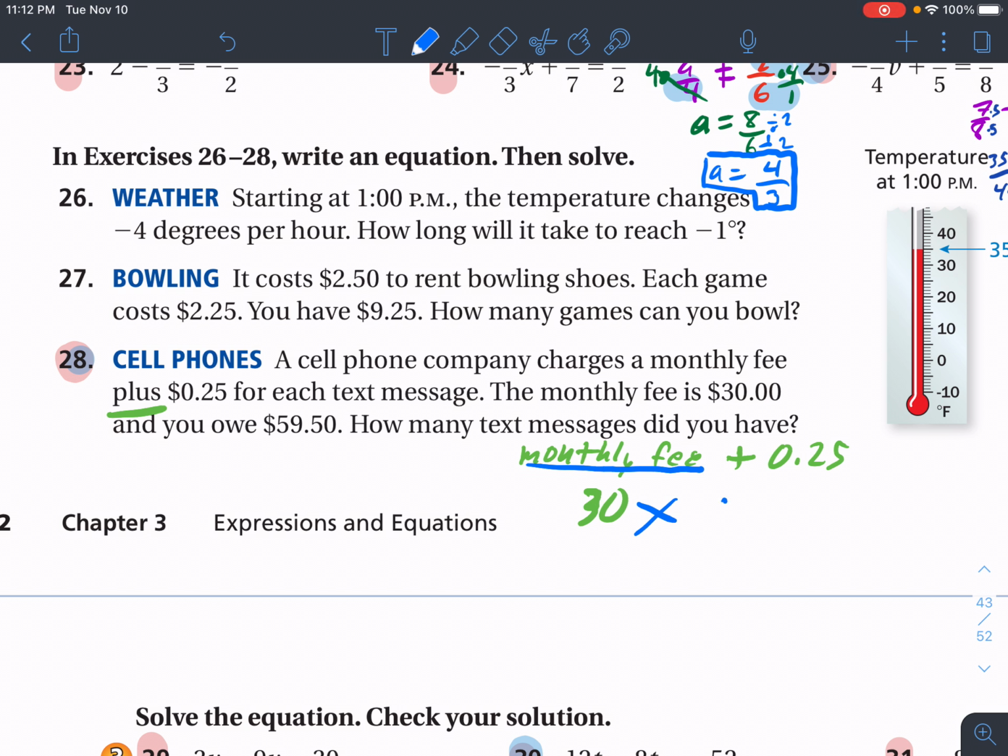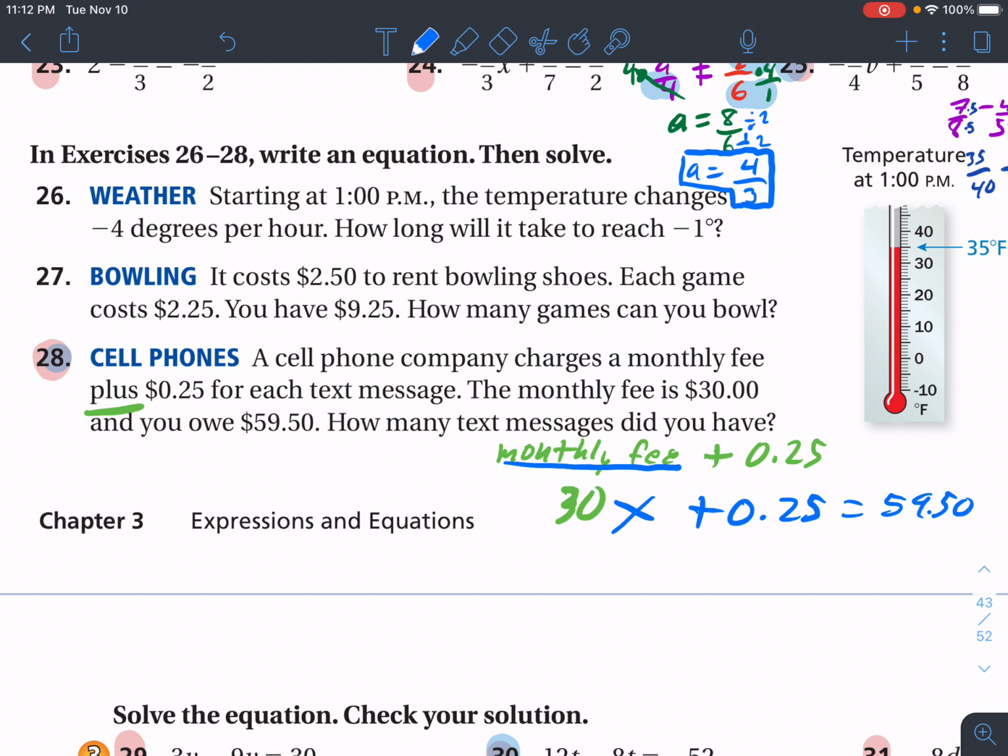So this is 30x plus 0.025. And they want us to say that we owe $59.50. So now they want to see, okay, how much do we have? Or how many text messages did we have? So let me double check that I did it correctly. Charge monthly fee plus 0.25.